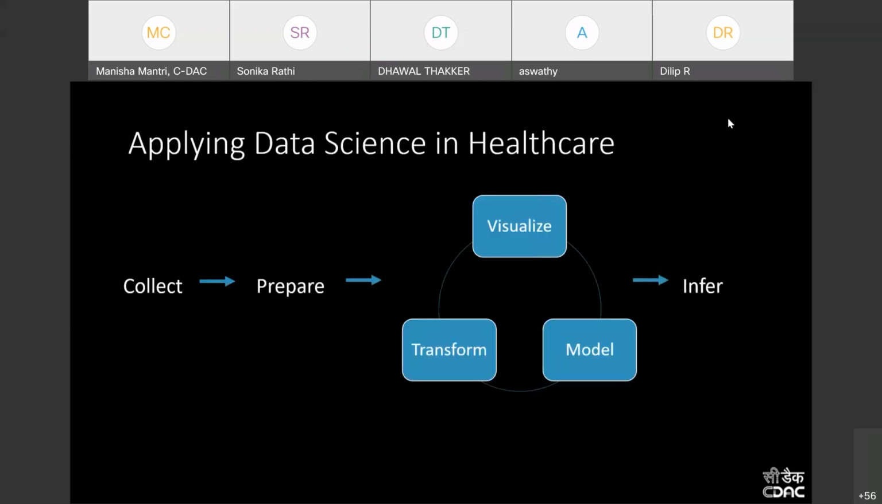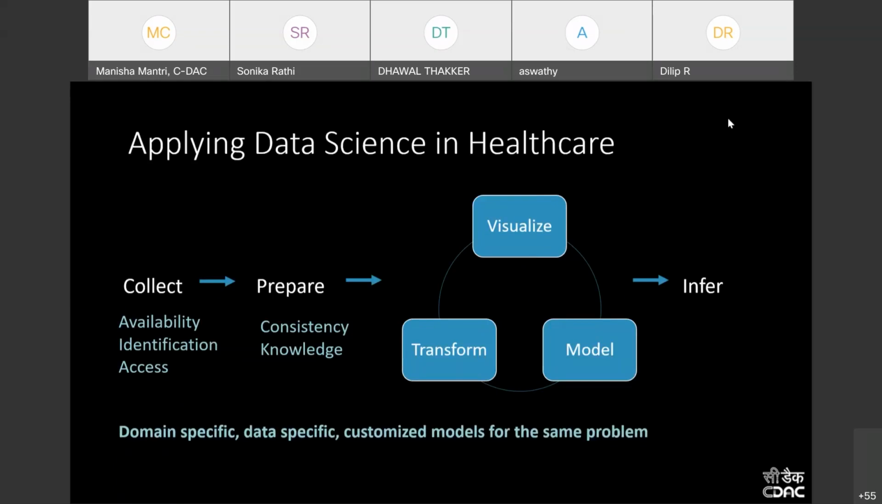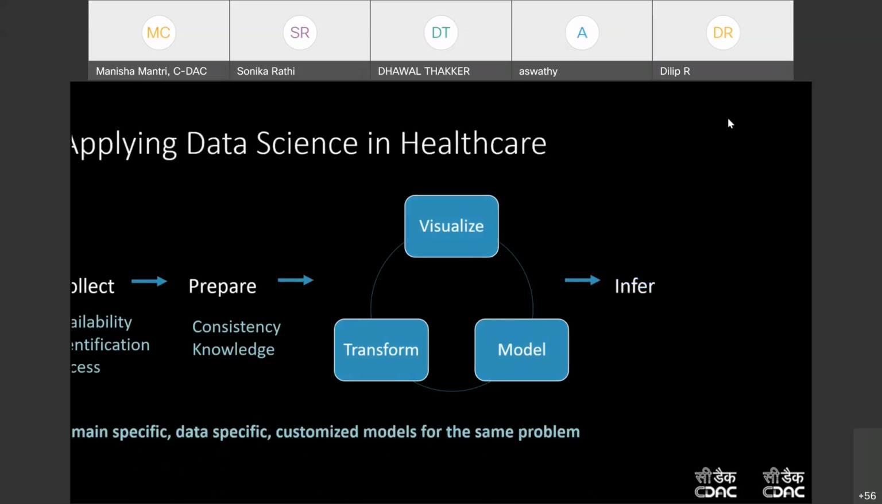So let's try to see it from the healthcare perspective. How can we apply data science in healthcare? The process remains the same, but what changes is the way we collect. We need to have data availability, data identification, and access. We need to prepare data with a lot of consistency and inbuilt knowledge about the data. And ultimately, it is very domain specific, data specific, and the models are customized to apply to similar problems. That is how we can see data science application in healthcare.